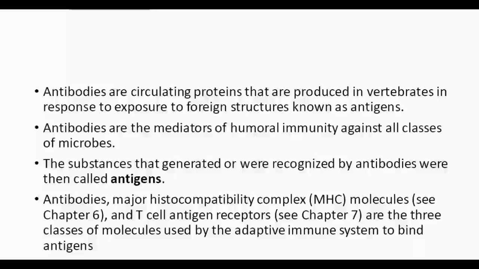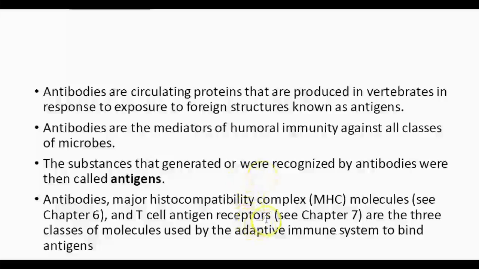Here is a definition of antibodies. Antibodies are circulating proteins that are produced in vertebrates in response to exposure to protein structures known as antigens. An antibody is a mediator of humoral immunity against all classes of microbes. The substances that generate or are recognized by antibodies are called antigens.